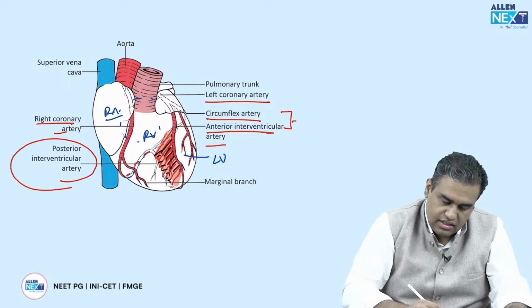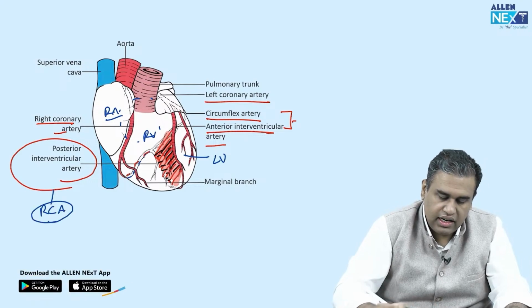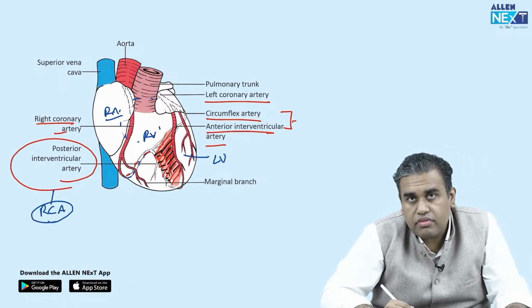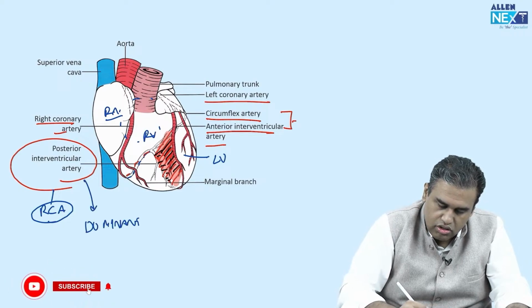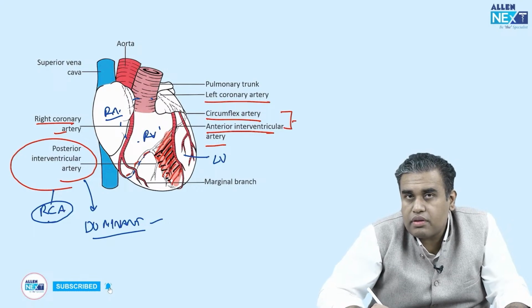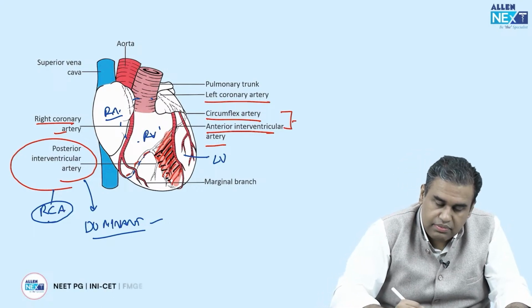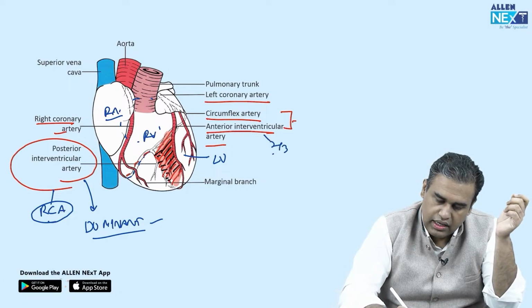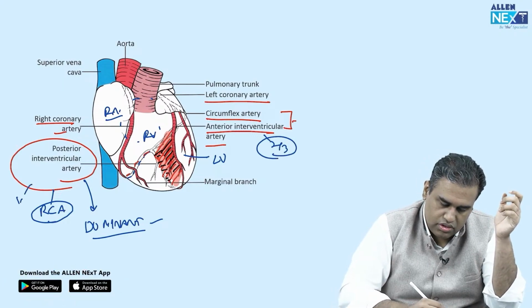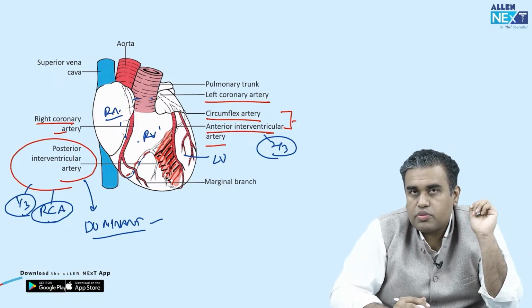PIVA, in most of the cases, 80-90%, is a branch of RCA. And therefore this determines the dominant circulation of the heart. Maybe I hope it is clear. Remember this point anyway. So in the interventricular septum, 2/3 supply comes from the anterior interventricular and 1/3 comes from the posterior interventricular. Remember this point.